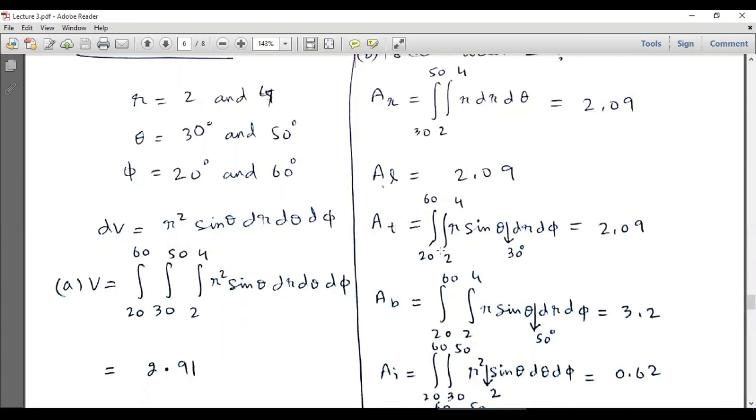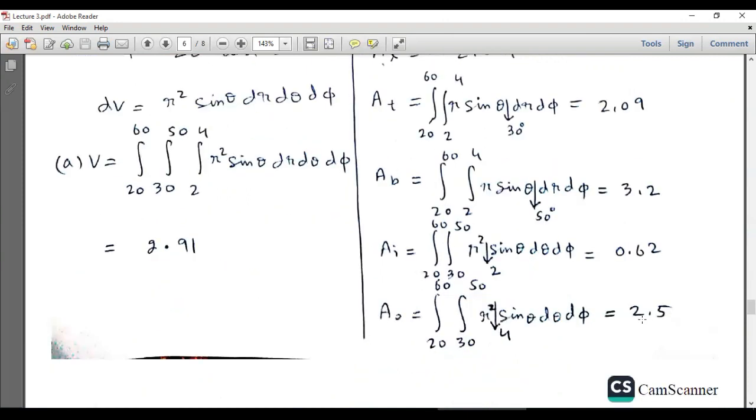For the top surface, it will be equal to this expression, and theta will be equal to 30 degrees, and for the bottom surface, theta will be equal to 50 degrees, and the rest of the expression will be the same, and the final answer will be equal to 3.2 for the bottom surface.